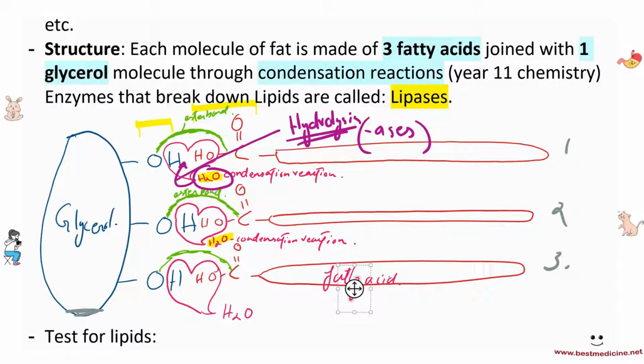Okay, lipases. So again, let's read this through. Structure of lipids. Each molecule of fat is made up of 3 fatty acids joined with 1 glycerol molecule through condensation reactions, right? That's part of year 11 chemistry. Enzymes that break down lipids are called lipases, okay?